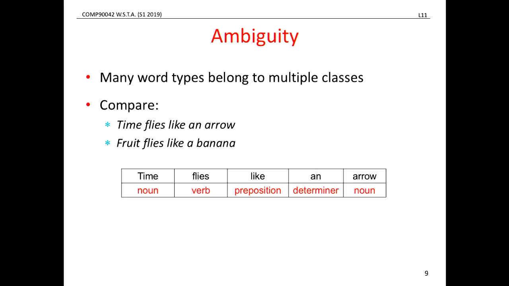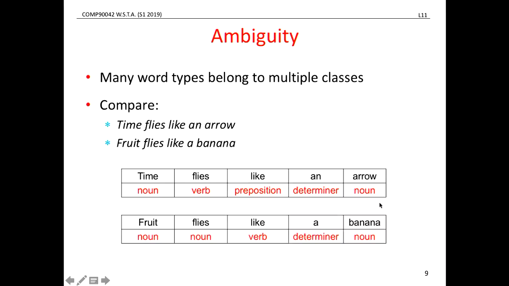So "time flies like an arrow". Time is a noun. We're talking about time on your watch. Flies is operating like a verb. We have a preposition for "like", a determiner, and a noun. Now, in "fruit flies like a banana", again we have the "flies like a" versus "an".